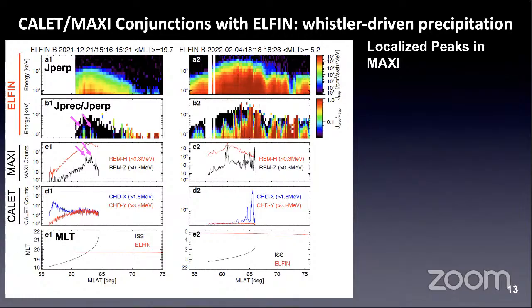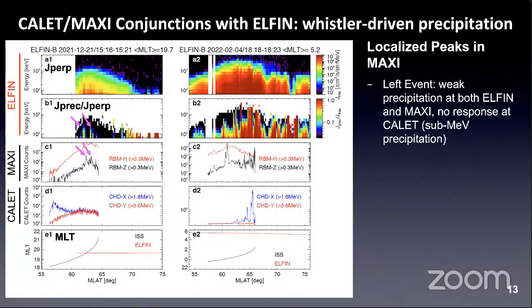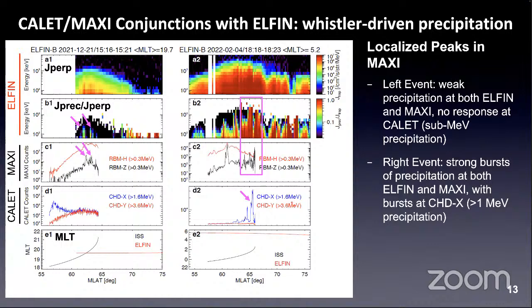Similarly, on the right-hand side, ALPHA this time captured very intense precipitation, as you can see by the reddish precipitating-to-trapped flux ratio. At the same time, RBM or MAXI was also capturing a very intense flux of precipitating electrons relative to the trapped flux, which is shown in red here. And sometimes you can see that even this burst can trigger a similar, simultaneous burst in the MAXI X channel, indicating that MeV electron precipitation can be driven simultaneously by the whistler waves.